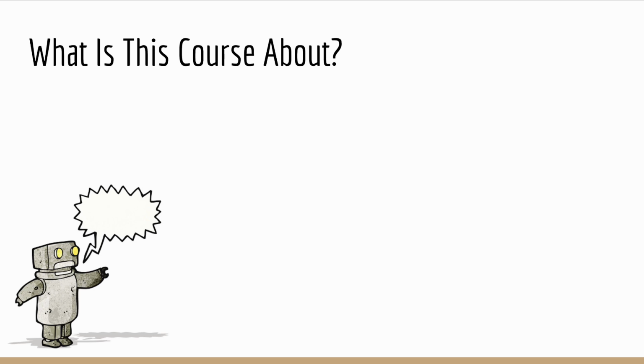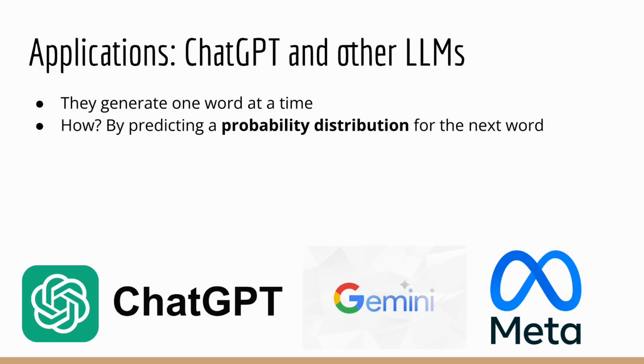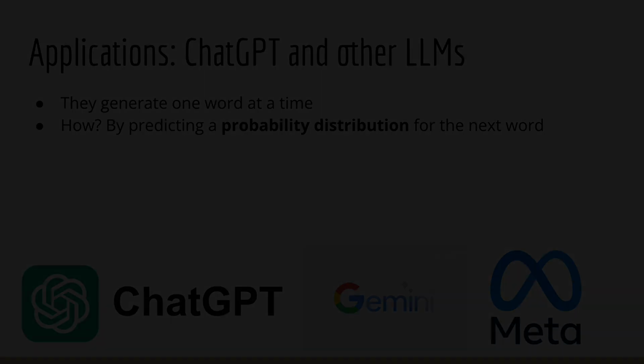Okay, so what is this course all about? Well, as the title suggests, this course is all about probability. Now, if you're here, you probably already know why probability is so important in data science and machine learning. But just in case you don't, here's a quick summary. Firstly, modern AIs like ChatGPT, Meta's Llama, and Google's Gemini are all probabilistic large language models. They predict a probability distribution over the next word in a sequence and generate words one at a time, as you've seen if you've ever used one of these awesome tools.